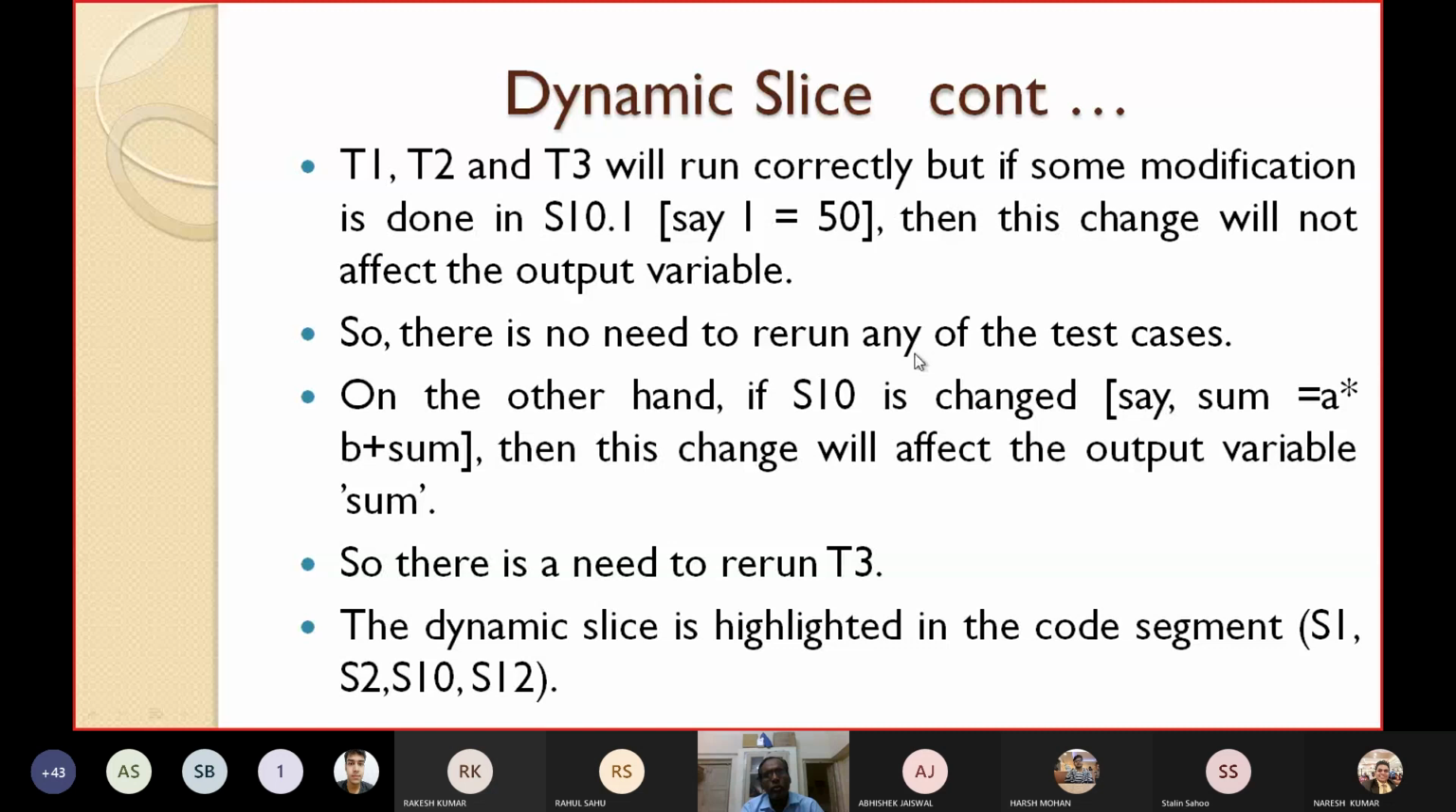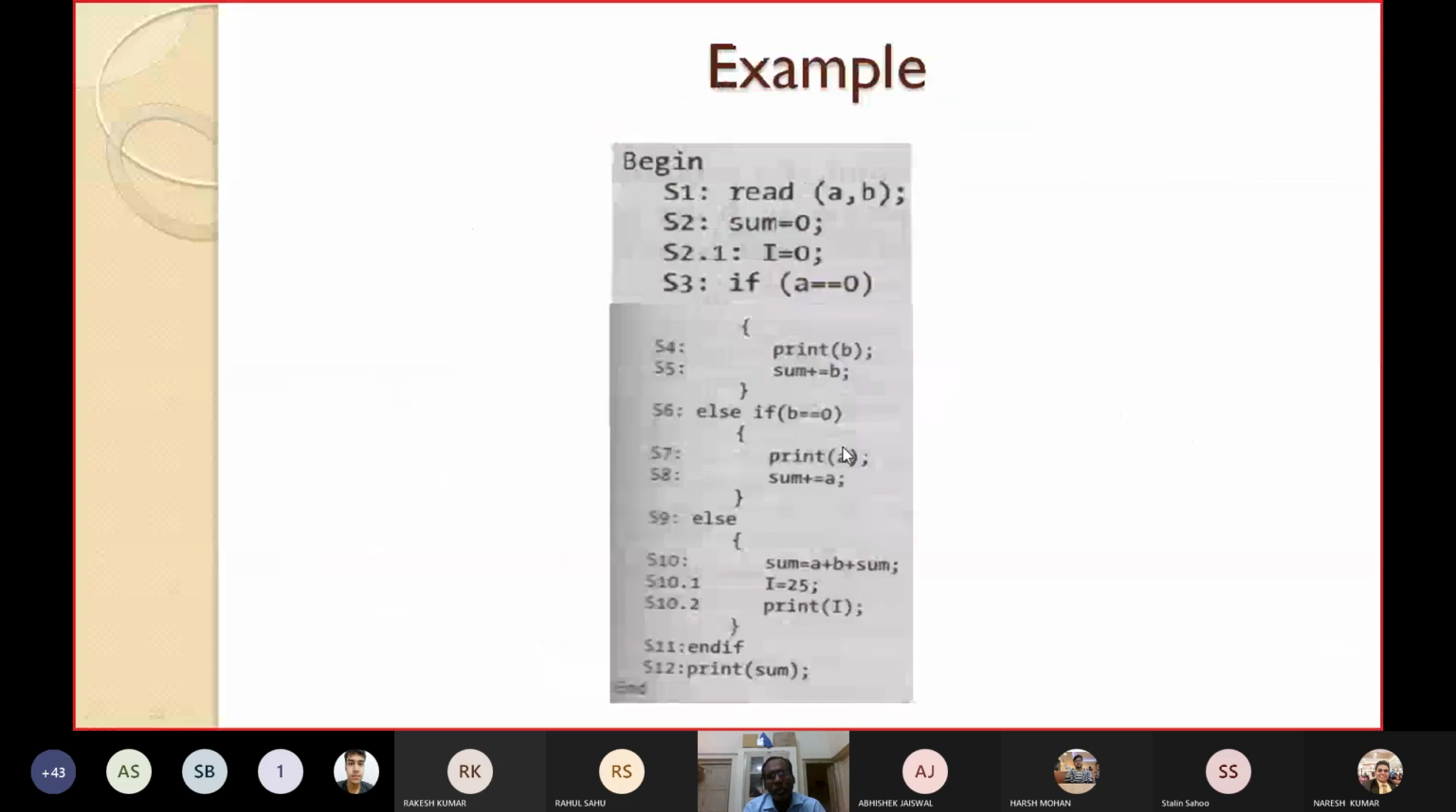So there is no need to rerun any of the test cases. On the other hand, now suppose you change line number 10. Instead of writing sum equal to a plus b plus sum, suppose I have written sum equal to a star b, a multiplication b, plus sum. Then what will happen? Will there be any change?